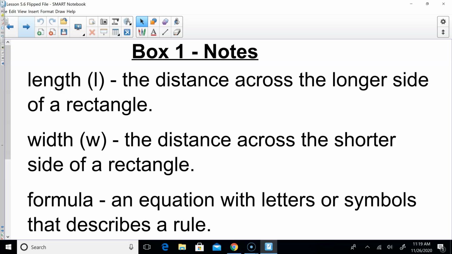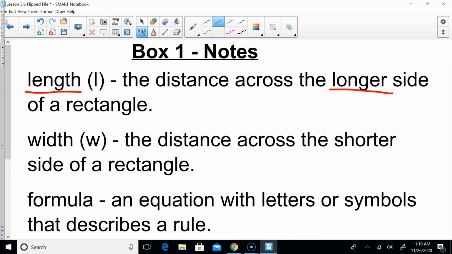So a couple of things you need to know, some more vocabulary words. Length. Length is the distance across the longer side of the rectangle. What helps me with length, I think of length, and I think of the longer side. So that L and L tell me to think of the length. The width is the distance across the shorter side of a rectangle. So that would be the width. So length is important, width is important vocabulary words to know, and then a formula.